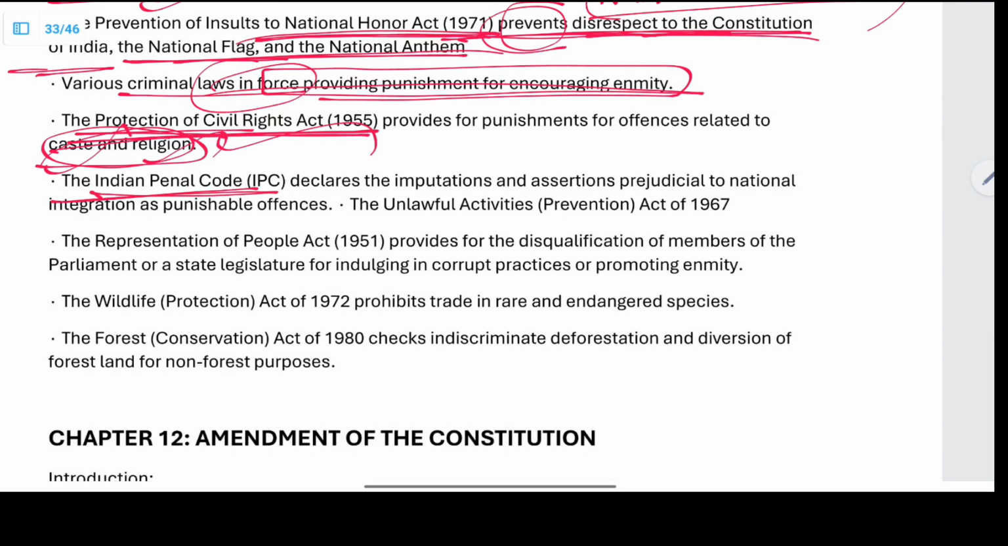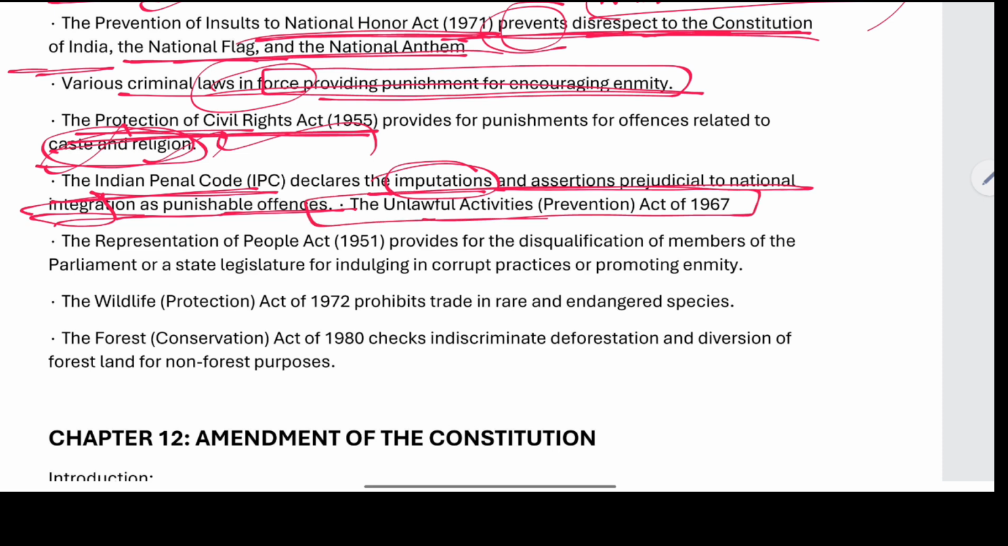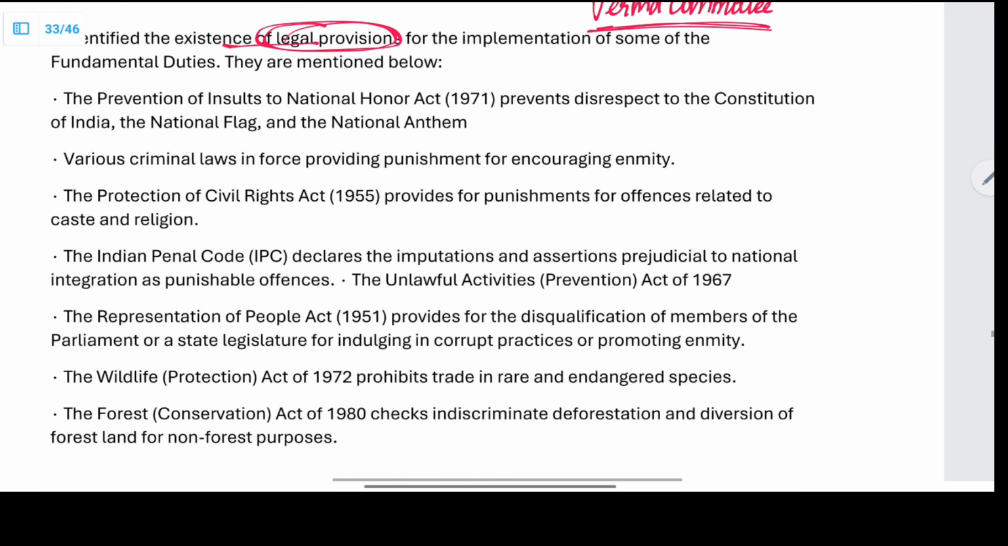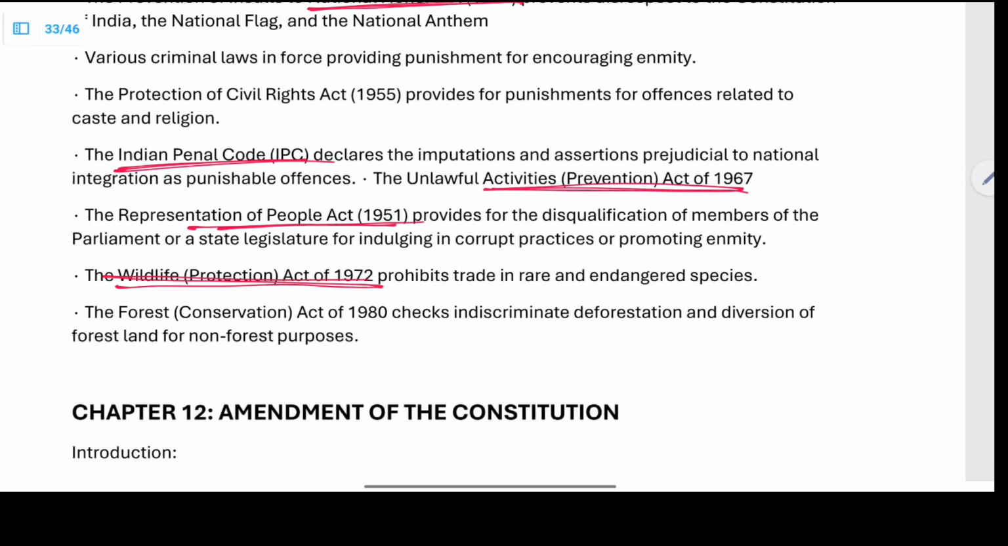The Indian Penal Code, IPC, declares imputations and assertions prejudicial to national integration as punishable offenses. Then the Unlawful Activities Prevention Act, 1967. The Representation of the People Act, 1951. The Wildlife Protection Act of 1972. Then the Forest Conservation Act of 1980.